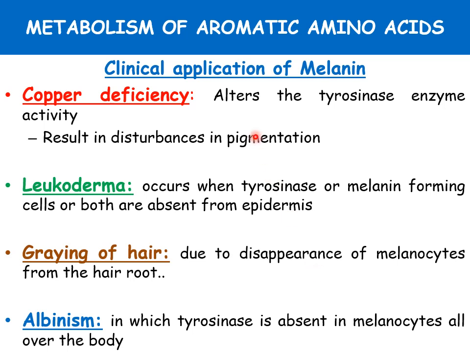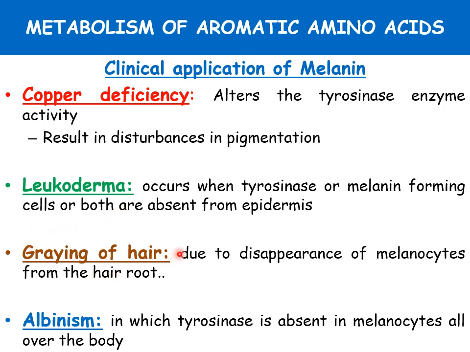The clinical applications related to melanin synthesis: copper deficiency. As we have seen, copper is an essential coenzyme for the activity of the tyrosinase enzyme. So if there is a copper deficiency, the tyrosinase will not be able to work and melanin synthesis will not occur, resulting in hypopigmentation. Leukoderma occurs when tyrosinase or melanin-forming cells are absent from the epidermis, causing white patches on the skin.